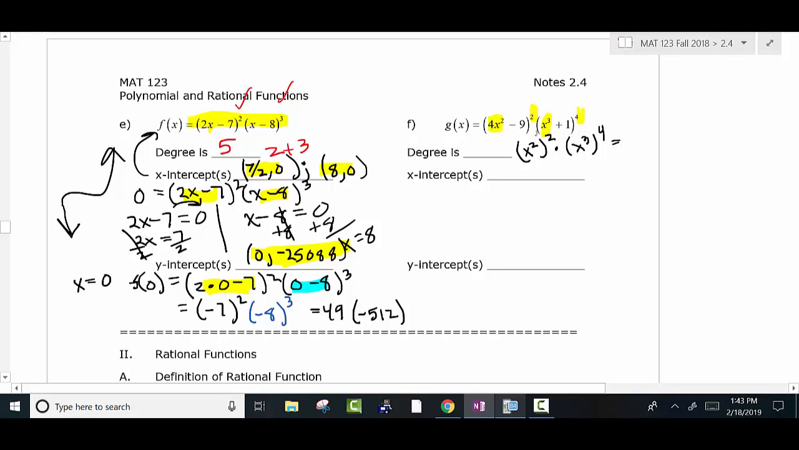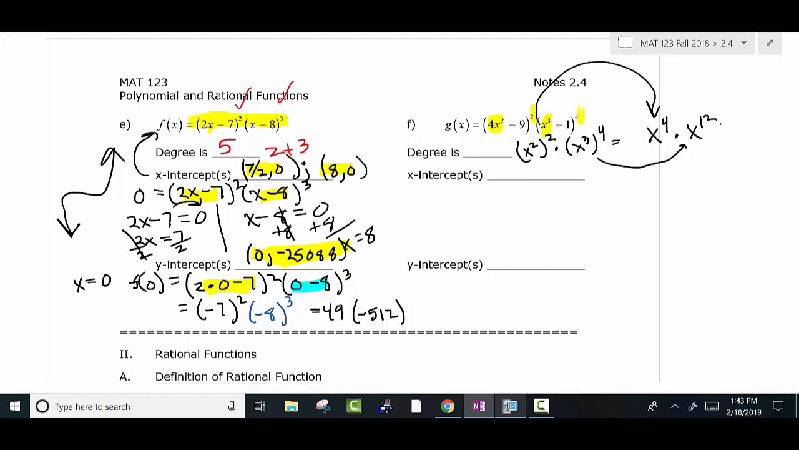So x to the second to the second is x to the fourth. What is x to the third to the fourth? Is it 7th or 12th? 12th. You multiply. Can you tell me what the degree is now?